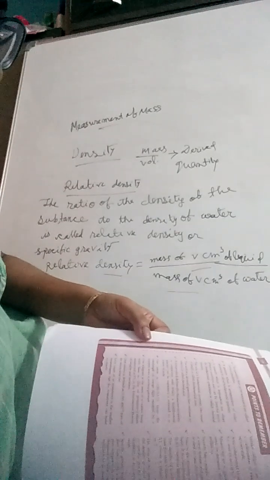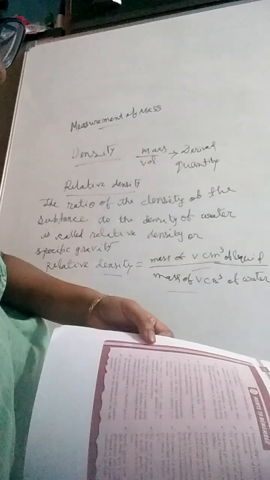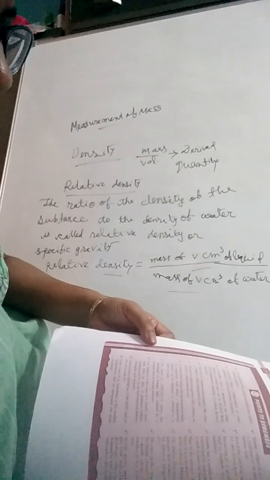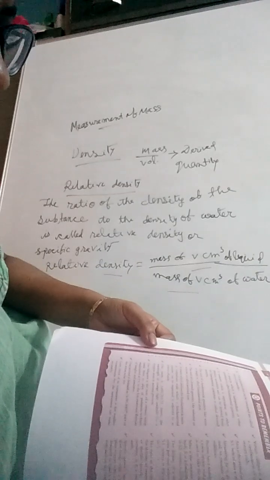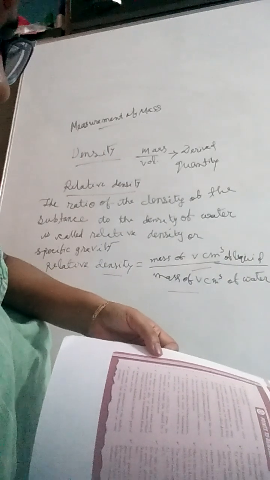A system which satisfies the fundamental units, in comparison with which a fundamental quantity can be expressed, is referred to as a system of units. Okay.